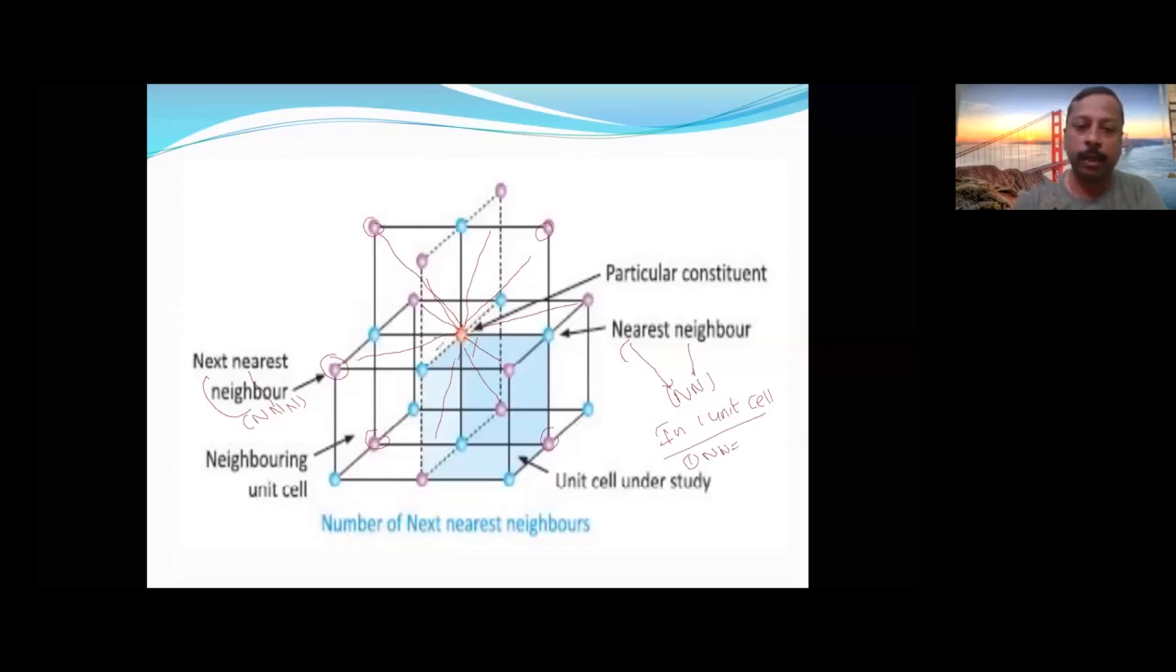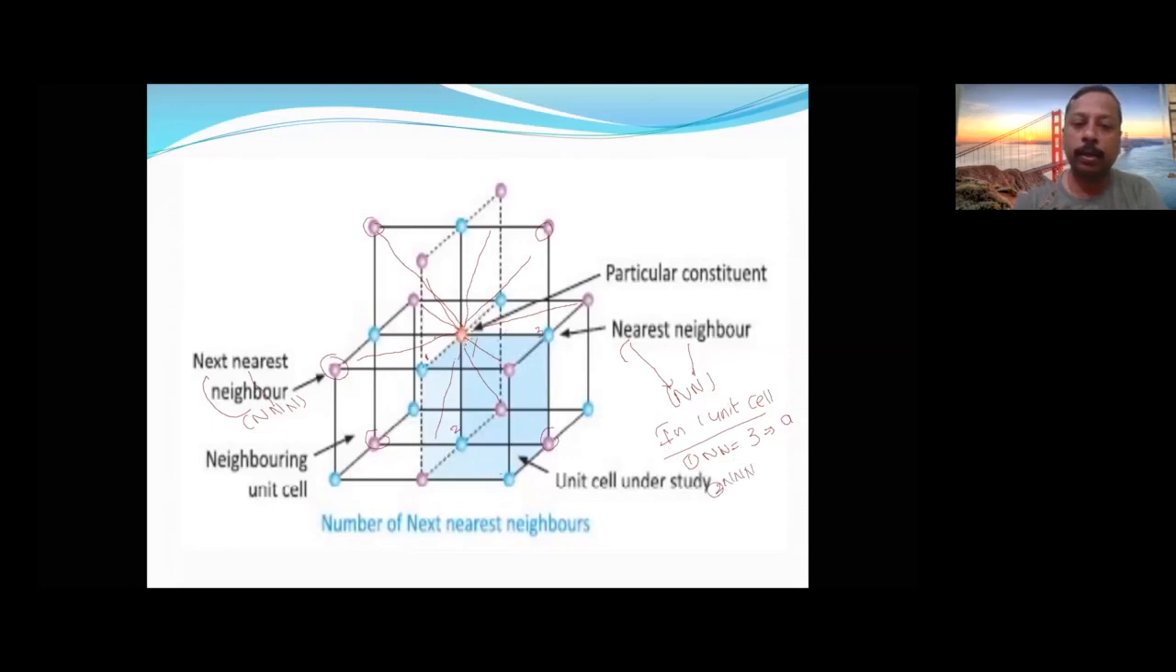In one unit cell I have to consider only this blue portion: one, two, three. Only these three are the nearest neighbors, these blue ones. And the distance will be a. And the next nearest neighbors, NNN.